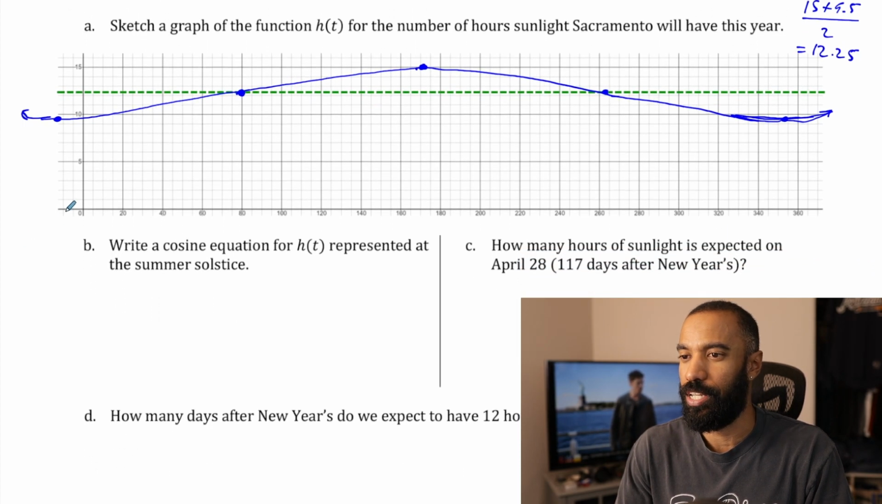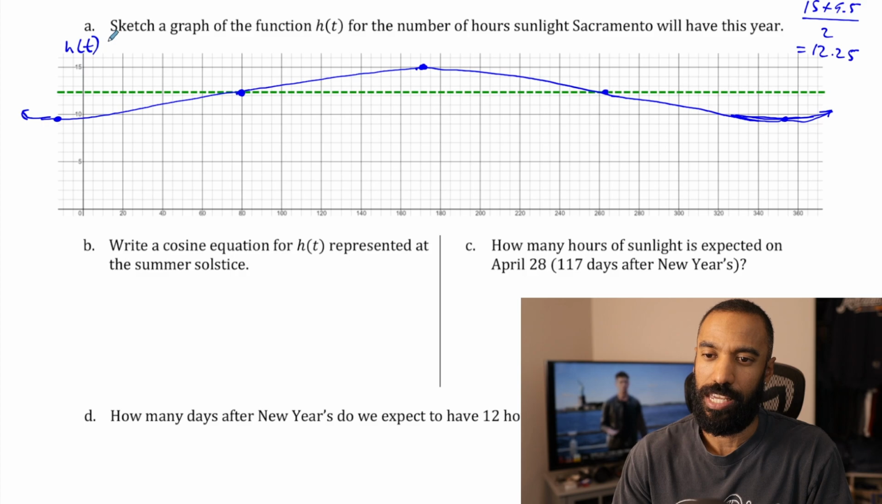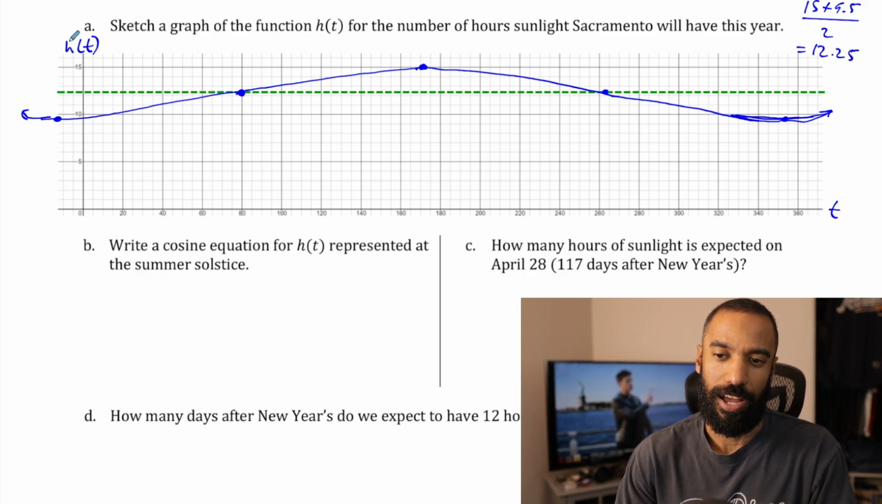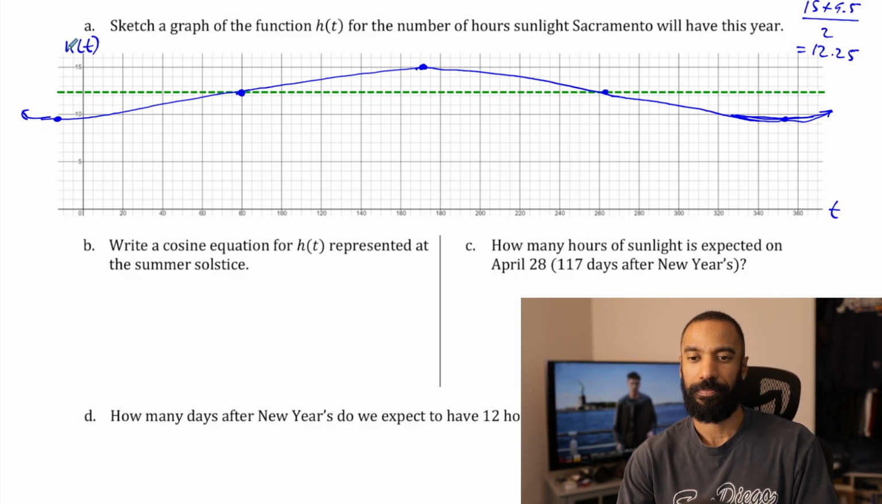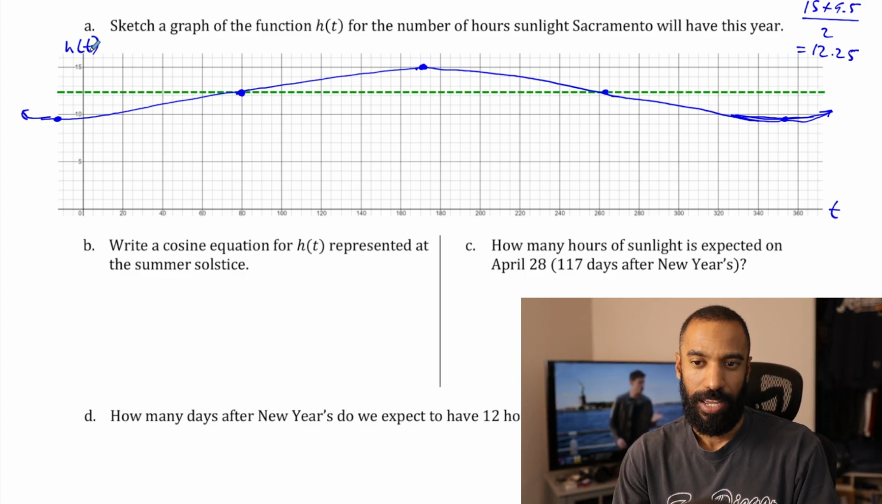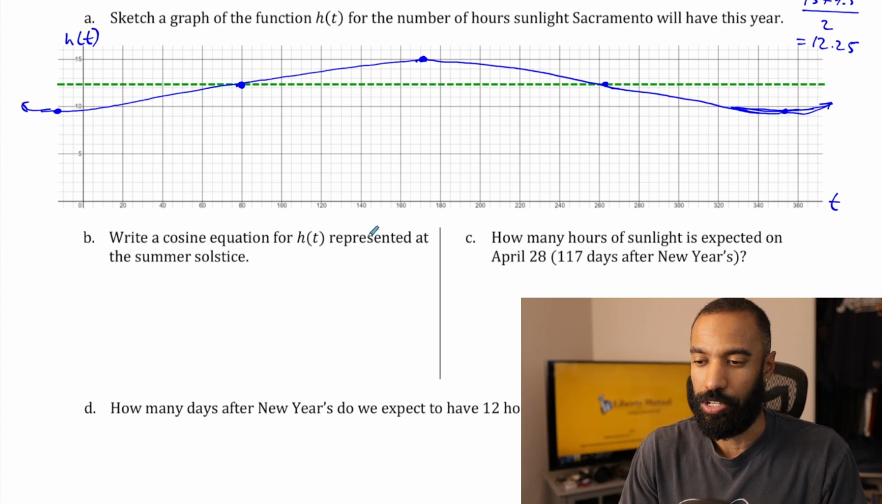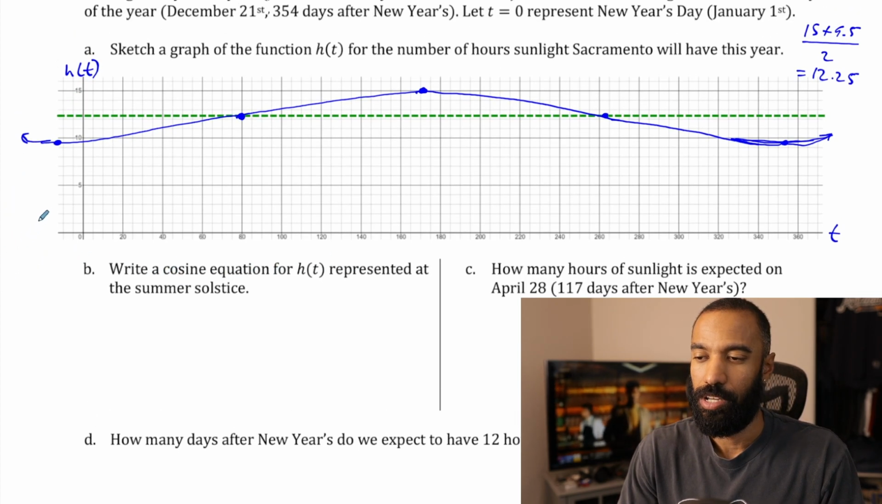Sketch a graph of the function. So this would be your h of t, and this would be your t right here. This is the hours, not height. This is the hours of sunlight in the day at some day in the year. Okay, write a cosine equation for h of t to represent the summer solstice.